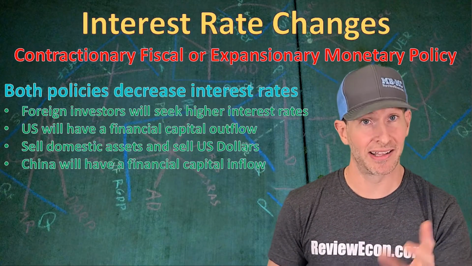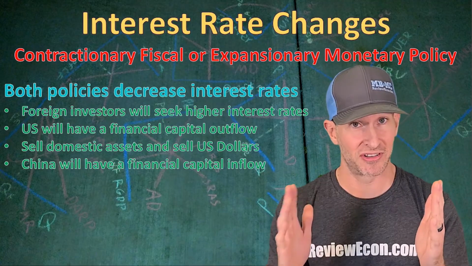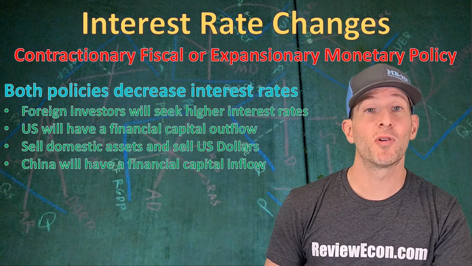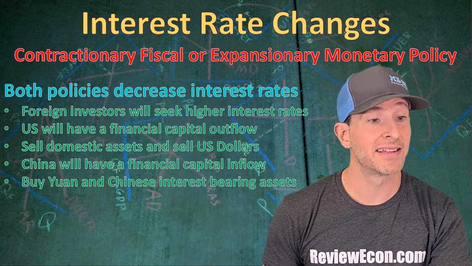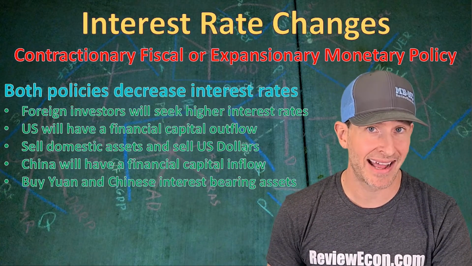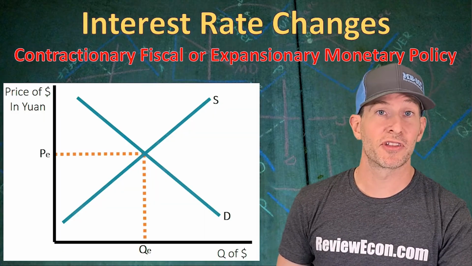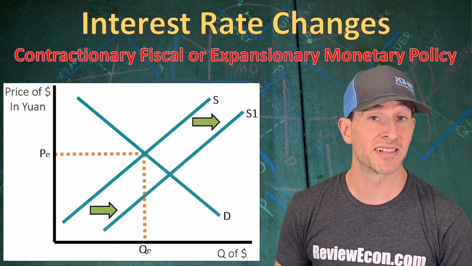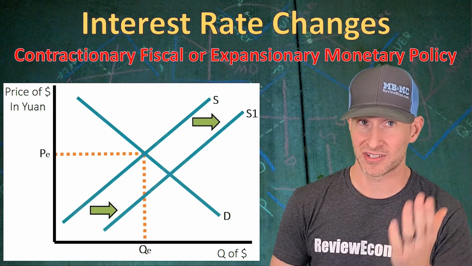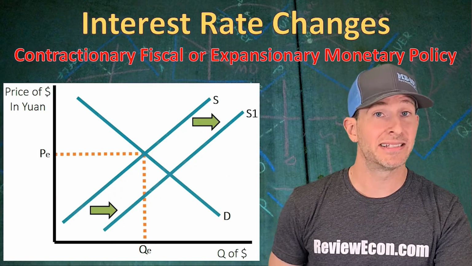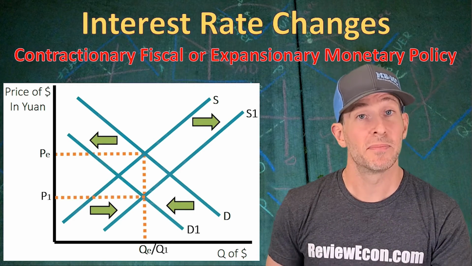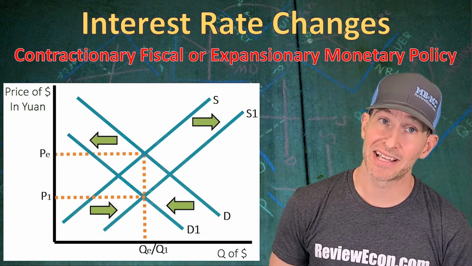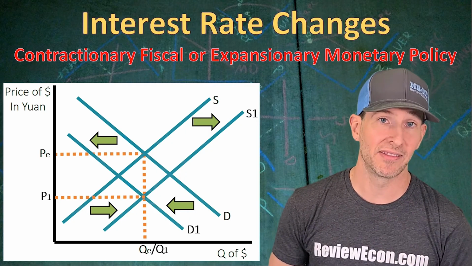That means China, in this example where we're looking at China versus the United States, will see a net financial capital inflow, and that is because foreign investors are going to buy Chinese yuan as they buy Chinese interest-bearing assets. Over on the foreign exchange market for the US dollar, we are going to see an increase in the supply of US dollars as foreign investors sell US assets and therefore sell US dollars. And we are going to see a decrease in the demand for US dollars because foreign investors will be less likely to buy US assets as a result of the lower interest rate in the United States.